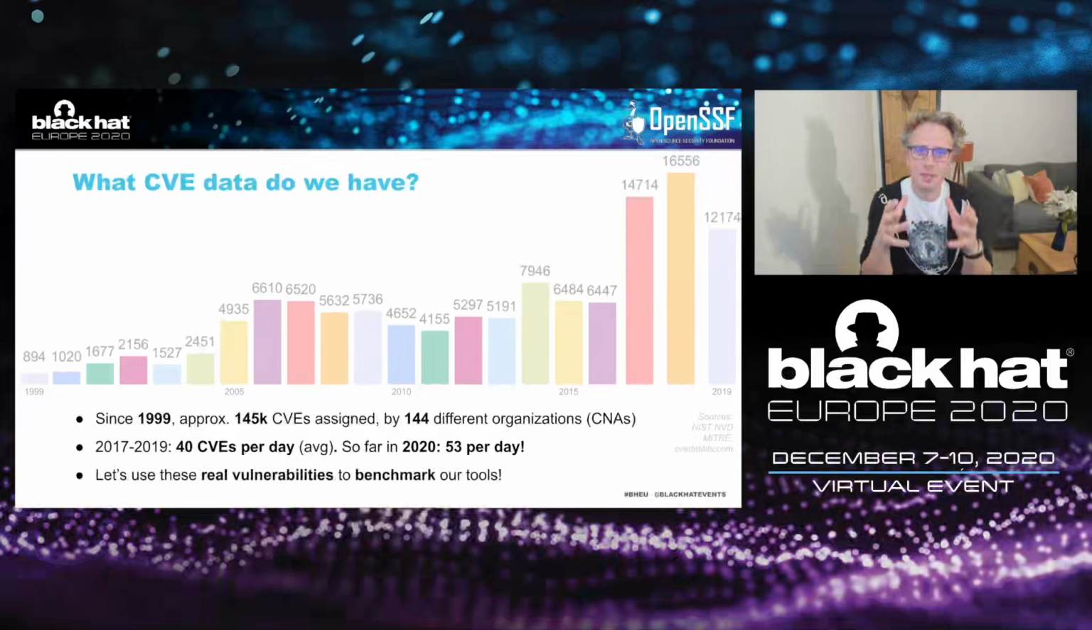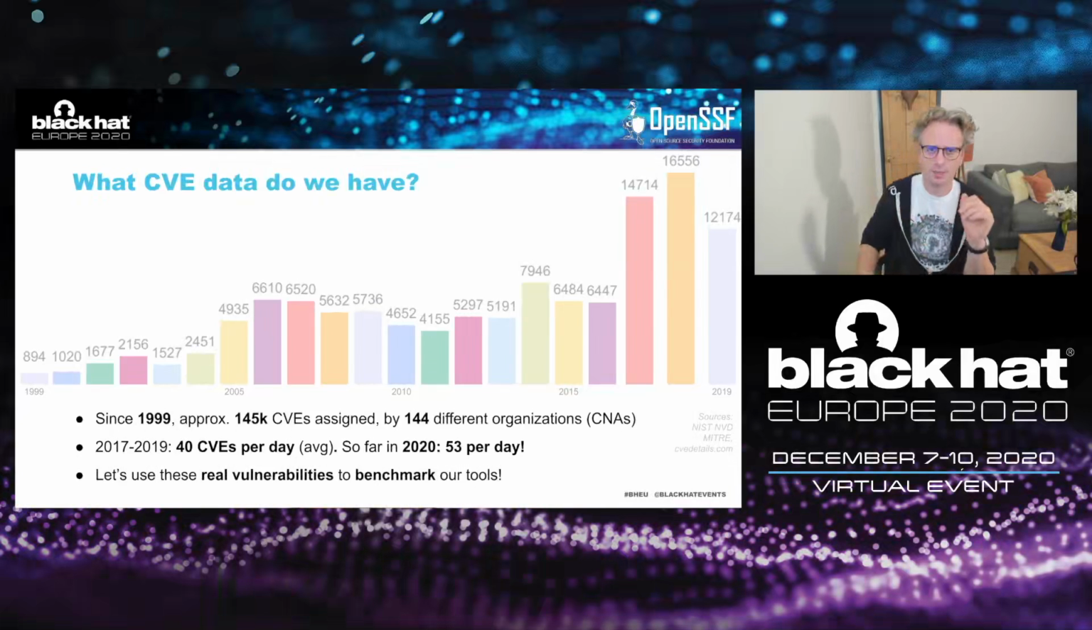Since 1999, we have assigned about 145,000 CVEs. And in the last 3 years, there's been on average 40 CVEs per day. But in 2020 so far, it's gone up to 53 CVEs per day. So we're in for a record this year. So we have lots of data to use for our CVE benchmark initiative.